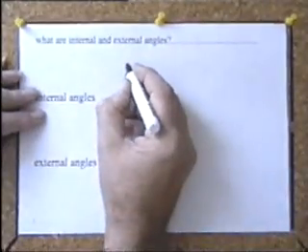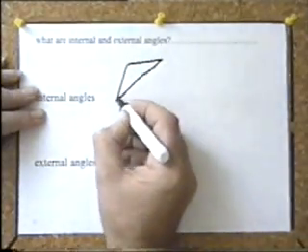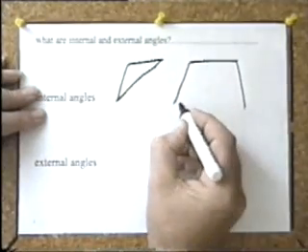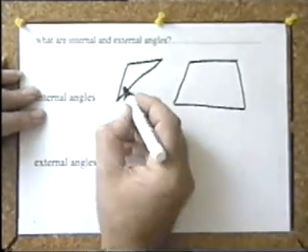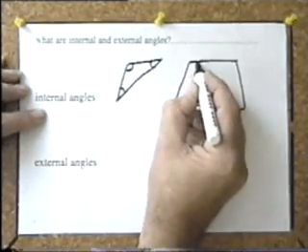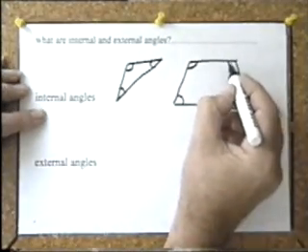So have your shape made up of straight lines. Could be a triangle, could be a quadrilateral, that's 4 sides. These would be called the internal angles. The internal angles of a quadrilateral there.